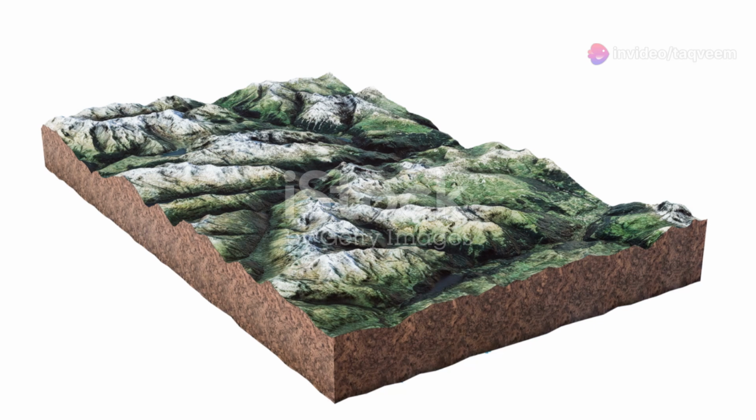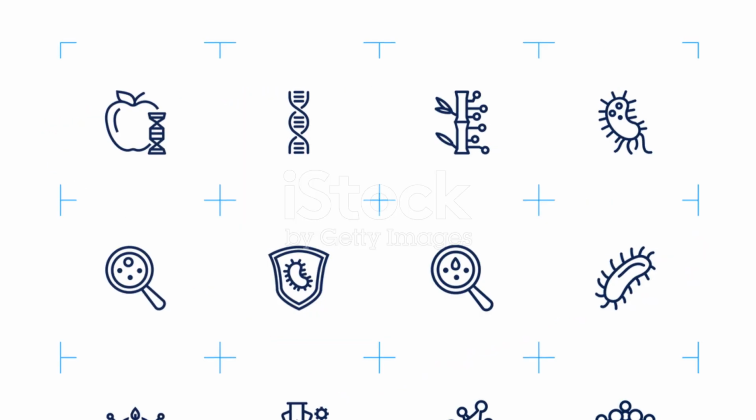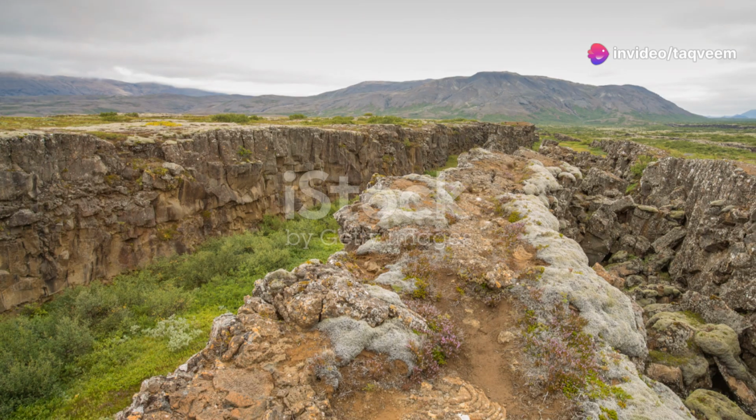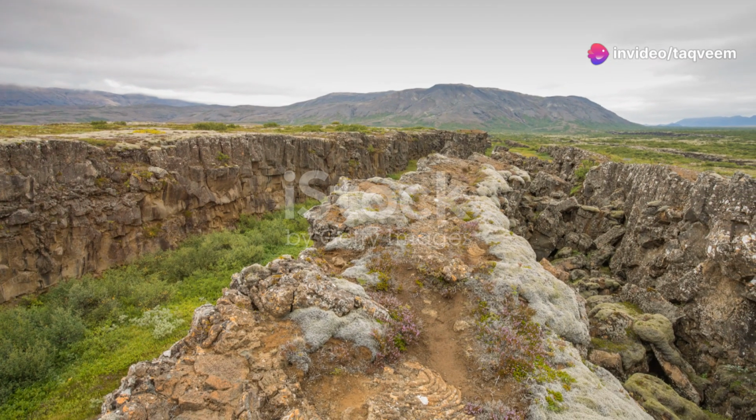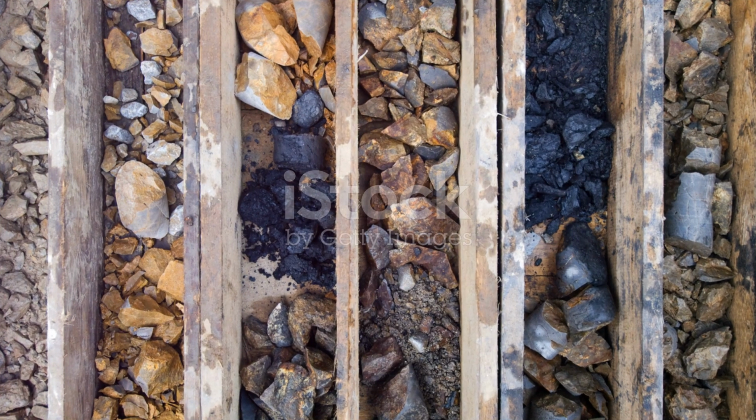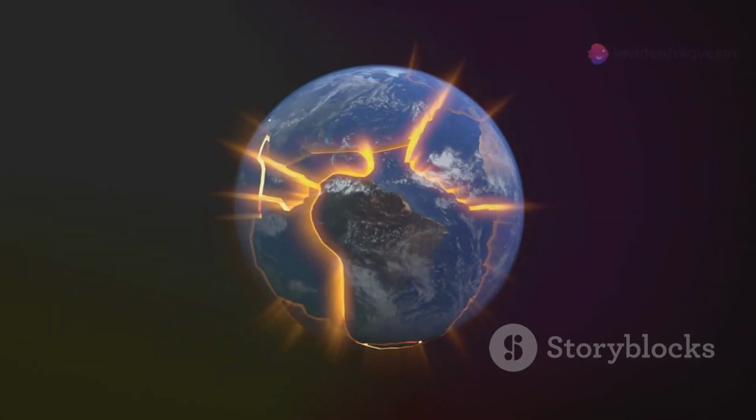But wait, there's more. The mantle itself isn't uniform. It's divided into the upper mantle and the lower mantle, with a transition zone in between, around 410 to 660 kilometers deep. This zone acts like a buffer, where minerals undergo phase changes due to the extreme pressure and temperature conditions. Think of it as the Earth's own pressure cooker.